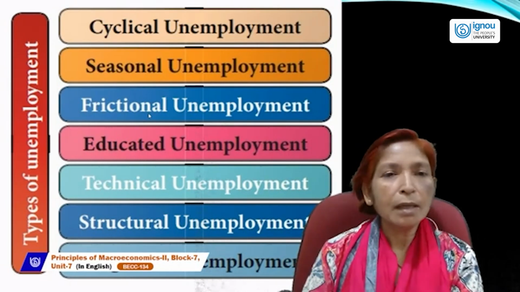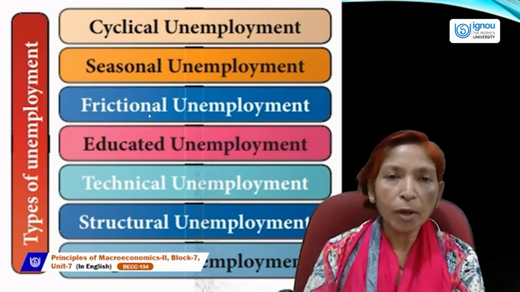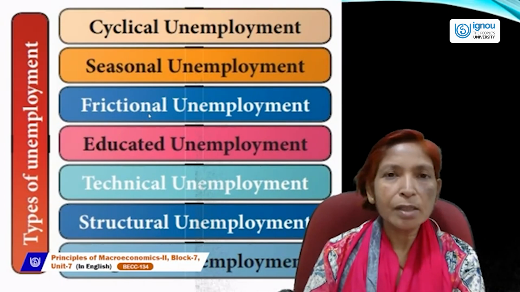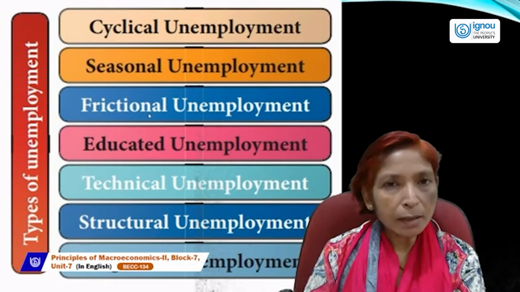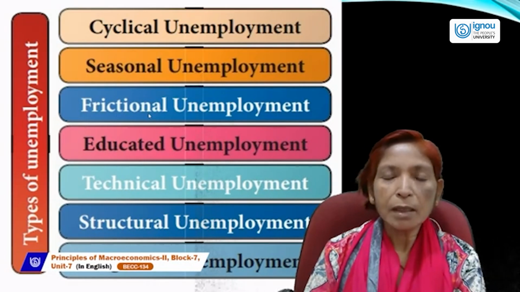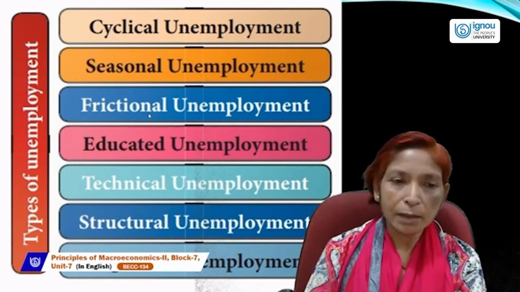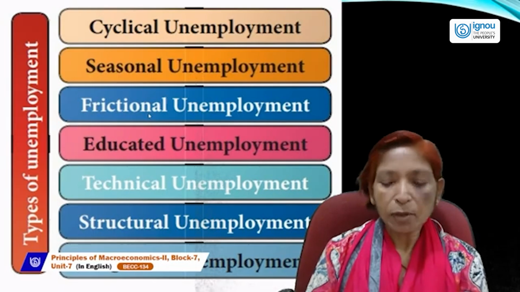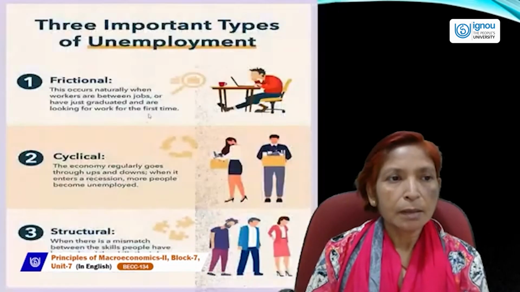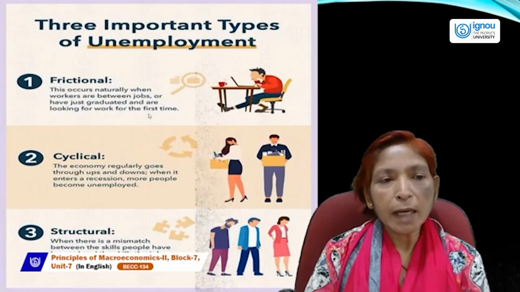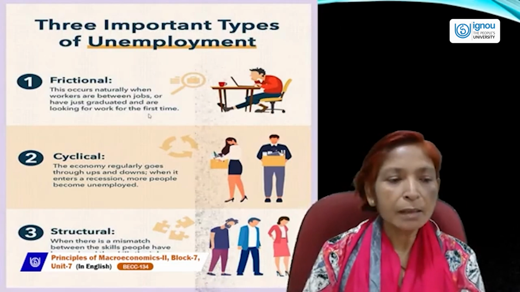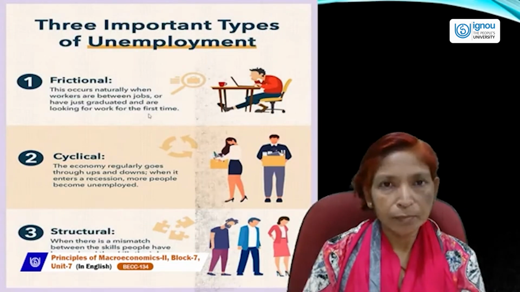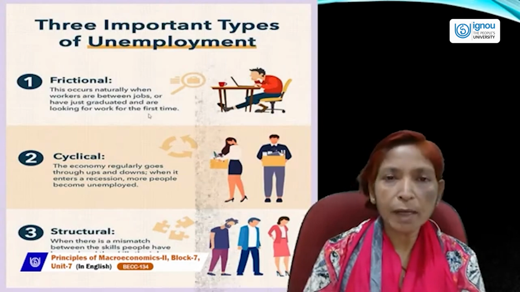So these are the types of unemployment which exist in each and every country, whether it is a developed, developing or underdeveloped country. Three important types of unemployment are frictional, cyclical, and structural. We have discussed seven types of unemployment, but the three important types are these.